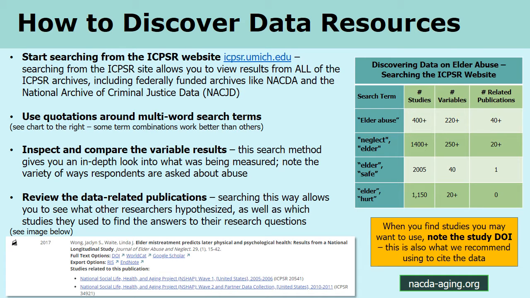The article that's displayed is from 2017 and is titled Elder Mistreatment Predicts Later Physical and Psychological Health, Results from a National Longitudinal Study. You can see that there are links to the source as well as links to the data which were used for that article. This particular article used data from the National Social Life Health and Aging Project, NSHAP, and there are links directly to those study pages. The study search results are the default, but you can search by the variables or by the related publications and lead yourself to a study that will help you answer your research question.